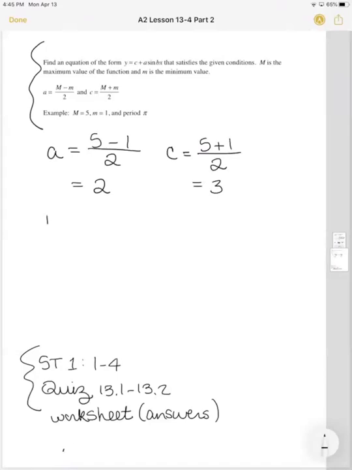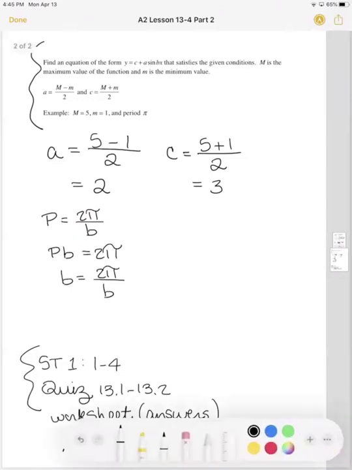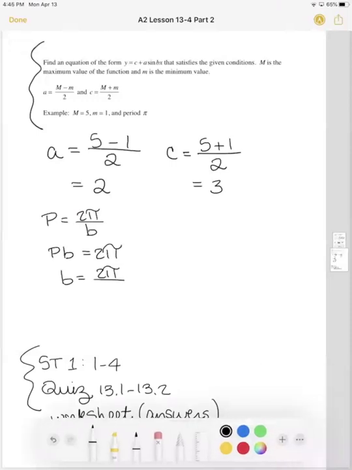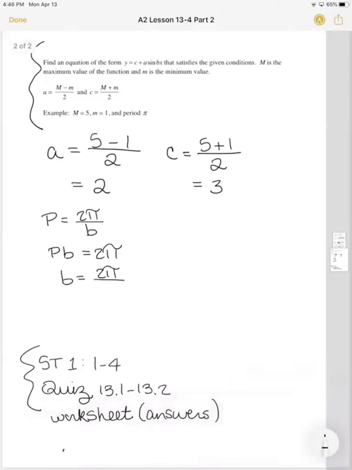Well, let's remember that your period is 2 pi divided by b. Let's rearrange that formula. I'm going to show the middle step here. I'm going to multiply both sides by b. P times b equals 2 pi, or b will equal 2 pi divided by the period. Whoops, hold on. Did a little boo-boo there. Let's go back and fix that. Okay, so B is 2 pi divided by P.